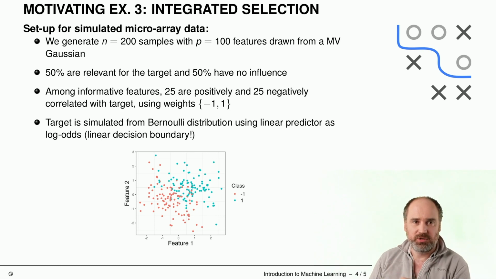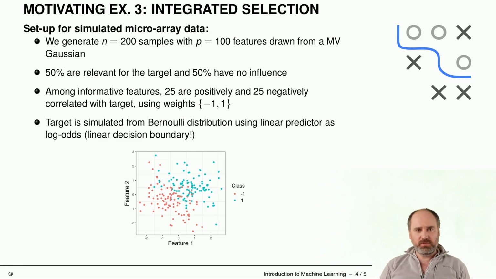And here we now generate a data set with n equals 200. We create 100 features, so feature dimensional here, I guess, of medium size. We again use a multivariate Gaussian to generate our feature data. And the features are constructed in such a way that 50% of them are actually relevant for our target. They provide some useful information, and 50% have no influence. So 50 features are useful, and the other 50 features are not useful at all.